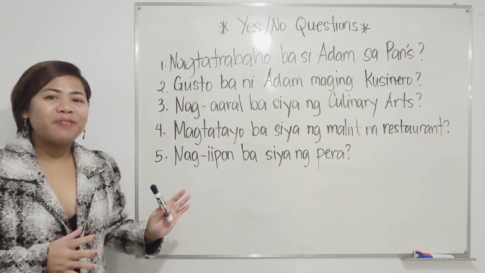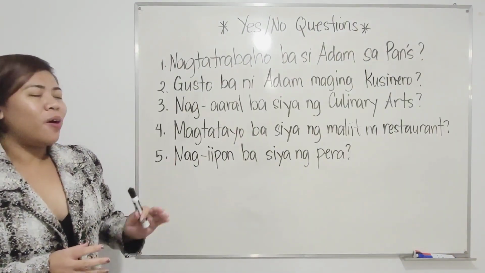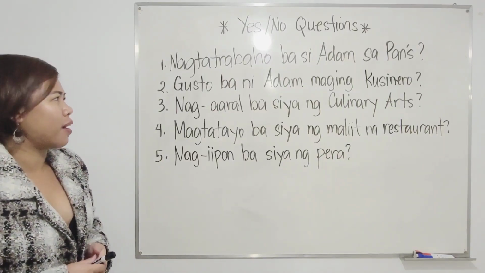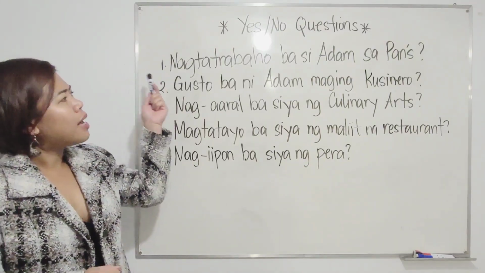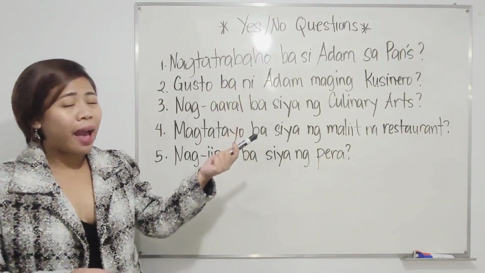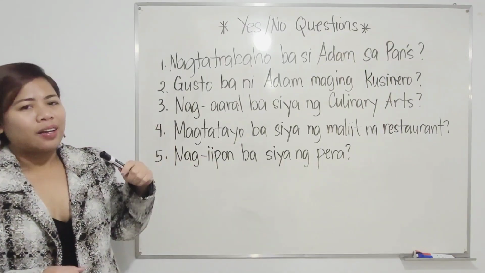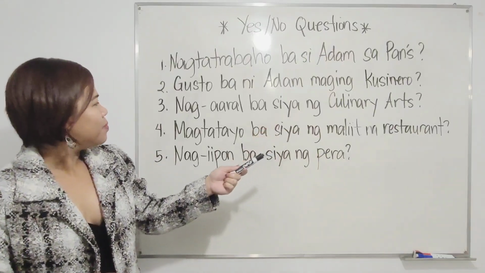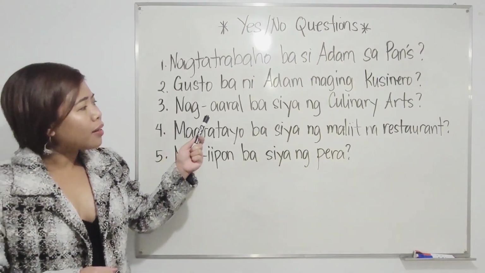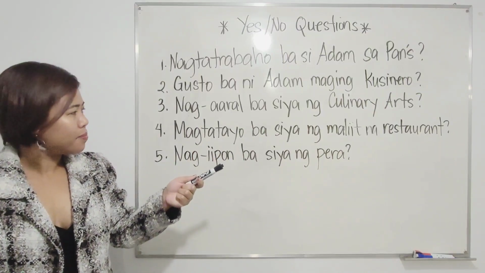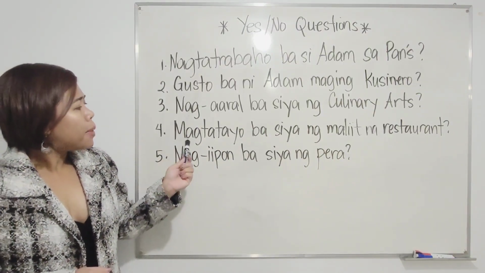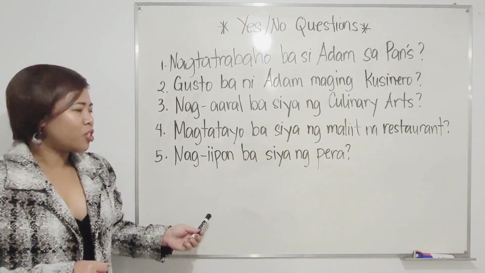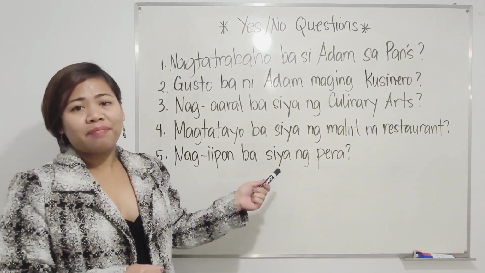All right, here are the 5 questions that I prepared for you. I hope you still remember the details of the paragraph that we read, or maybe you kept the screenshot there. So let's start here. Nagtatrabaho ba si Adam sa pans? Okay, second one. Gusto ba ni Adam maging kusinero? Number 3. Nag-aaral ba siya ng culinary arts? Number 4. Magtatayo ba siya ng maliit na restaurant? And the last one, nag-iipon ba siya ng pera?